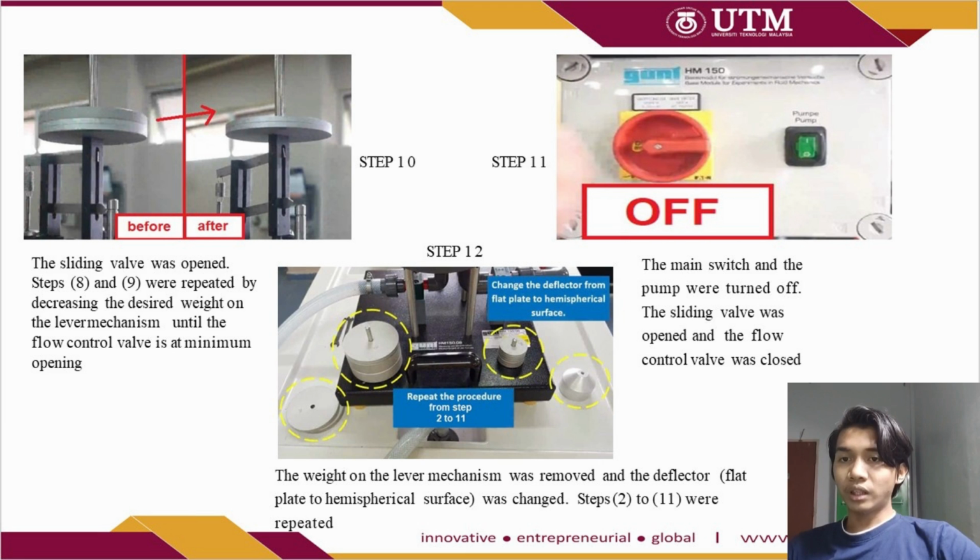The main switch and the pump were turned off. The sliding valve was opened and the flow control valve was closed. And the last step, the weight on the lever mechanism was removed and the deflector was changed. Steps 2 to 11 were repeated.